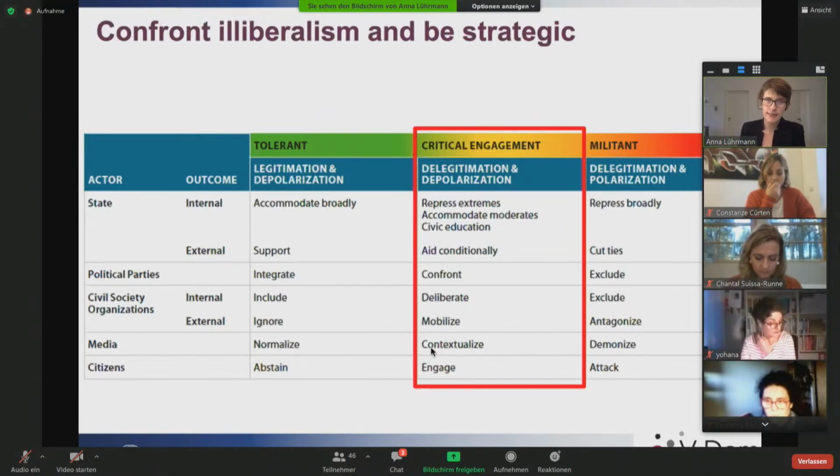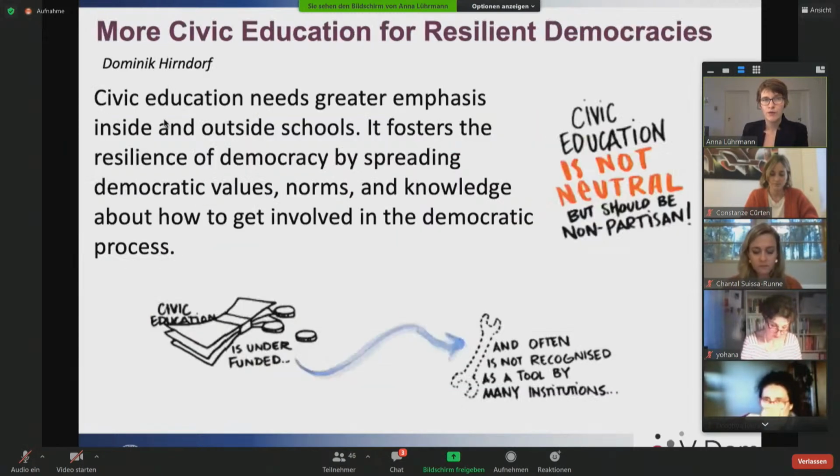So that's very clear. But here today we want to focus on the civic education part. So what does all this theoretical thinking mean for civic education? First of all, this is work together with Dominic Hirndorf. Civic education is not neutral from our perspective. It should be clearly in favor of democratic rules and against illiberals that undermine democracy. But of course, it should be non-partisan, obviously. I mean, that is the standard.